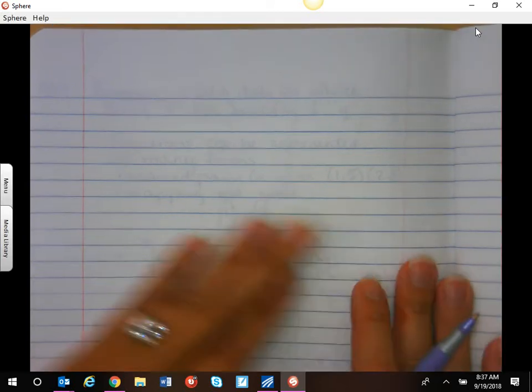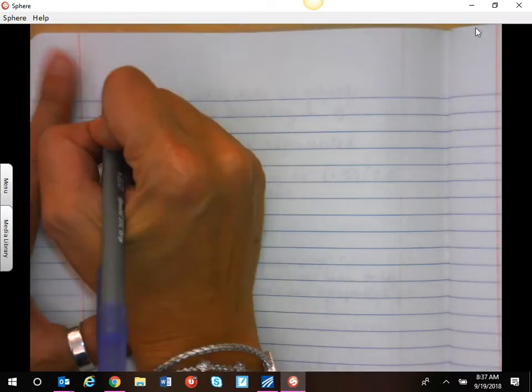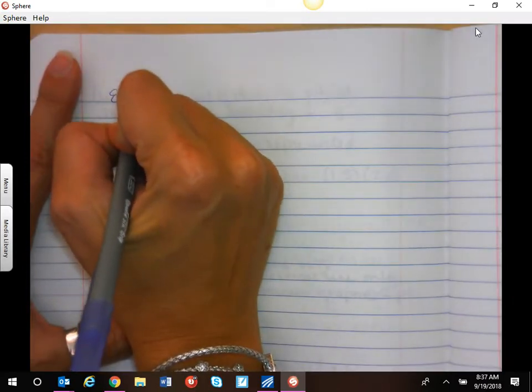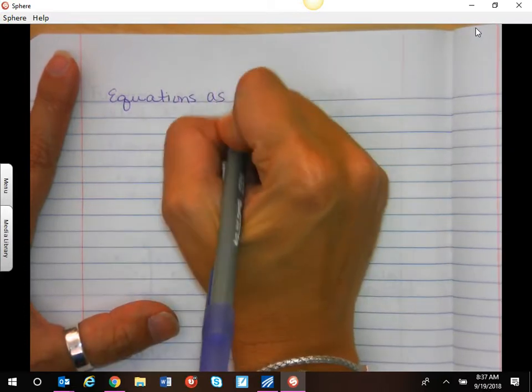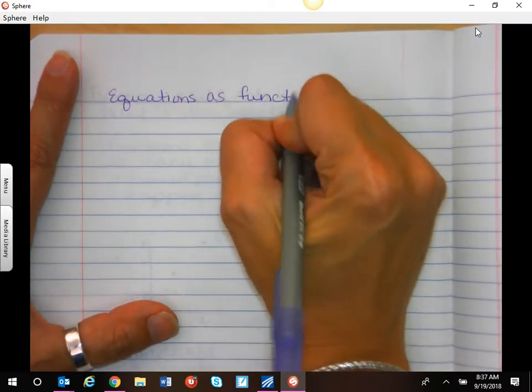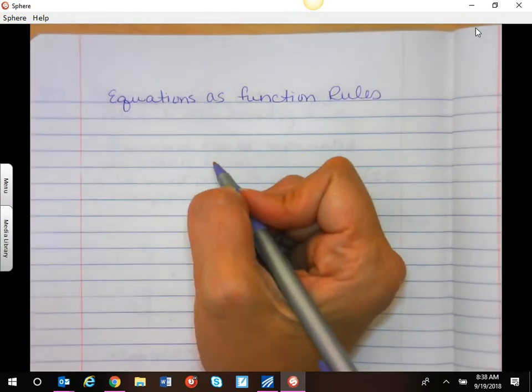So today in class we talked about functions, and now I want to talk about equations as function rules. So we're going to look at some different examples using that f of x that we talked about.